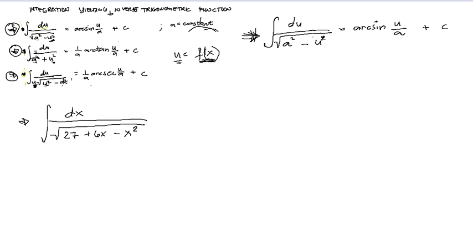We have the square root sign, and we also need some constant that is being squared and some function of x that is also being squared. So let us try to manipulate the term inside our square root sign. We have 27 plus 6x minus x squared.